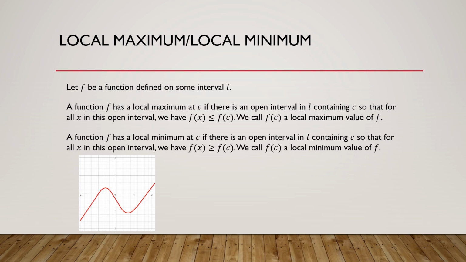A function f has a local minimum at c if there is an open interval in L containing c, so that for all x in this open interval, we have f of x is greater than or equal to f of c. We call f of c a local minimum value of f.